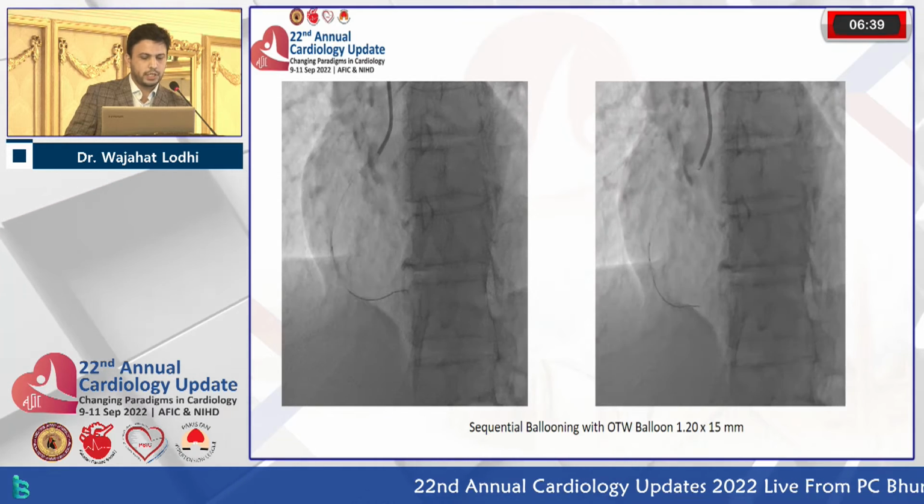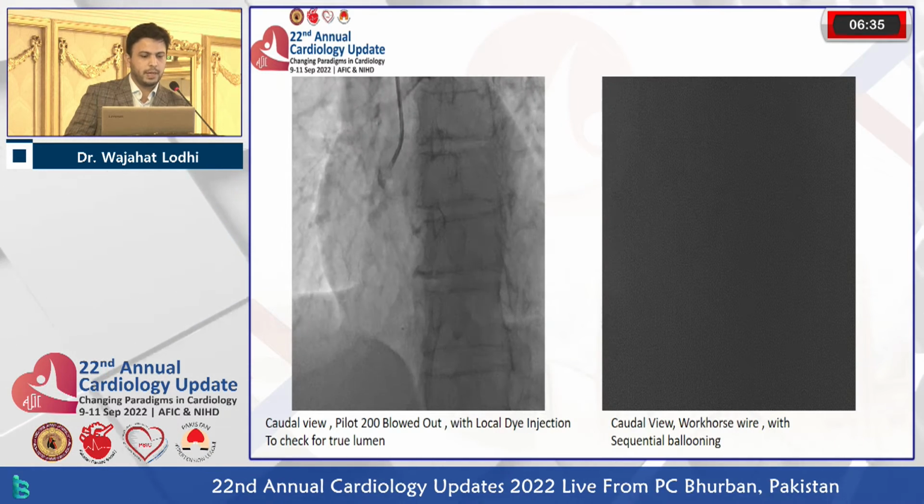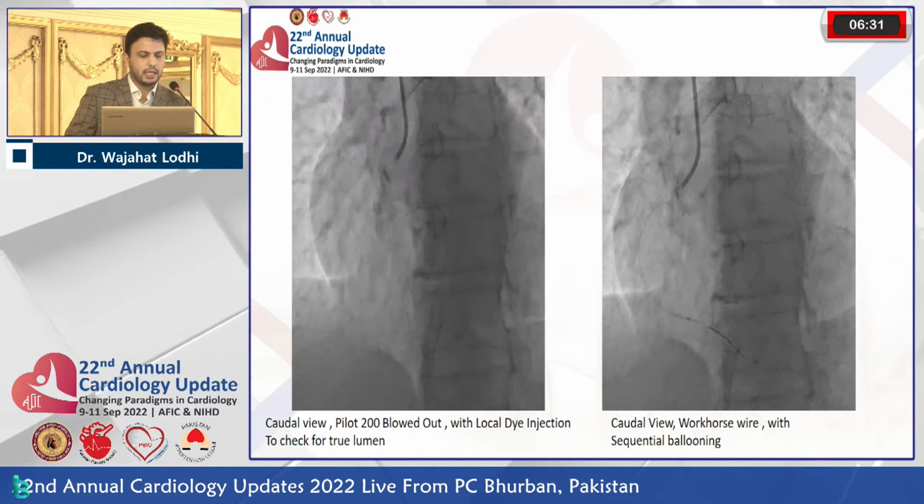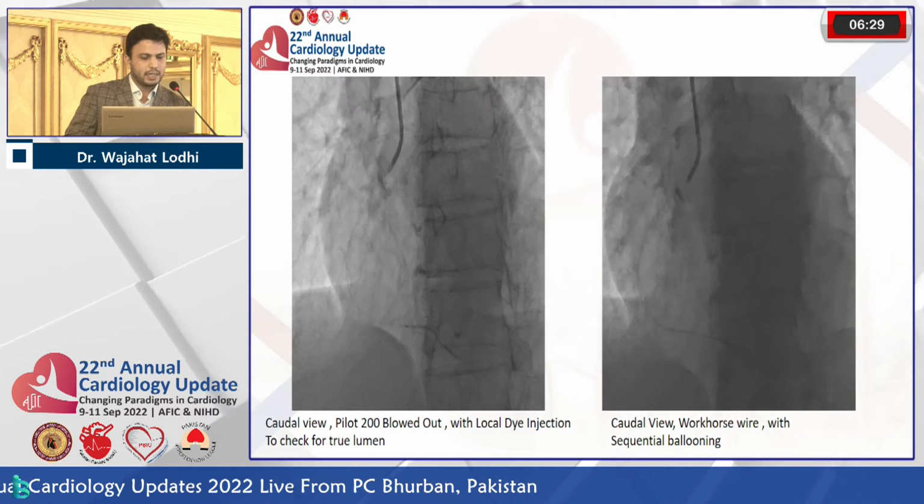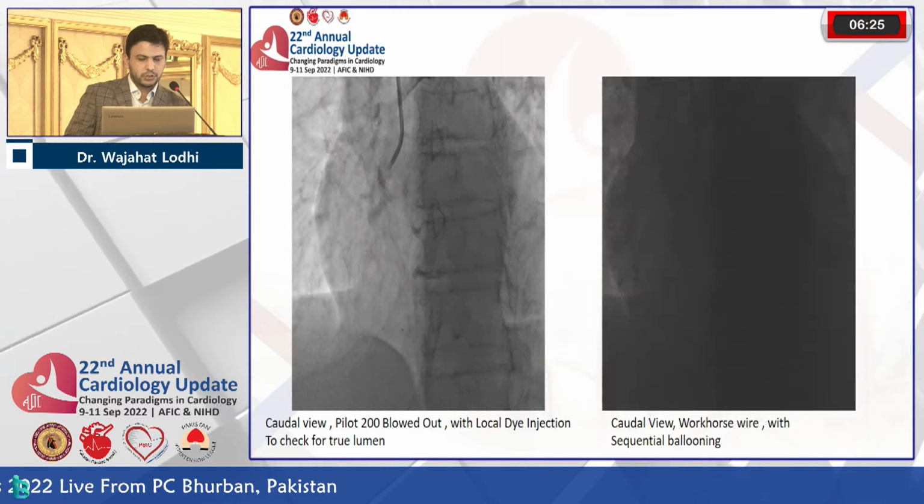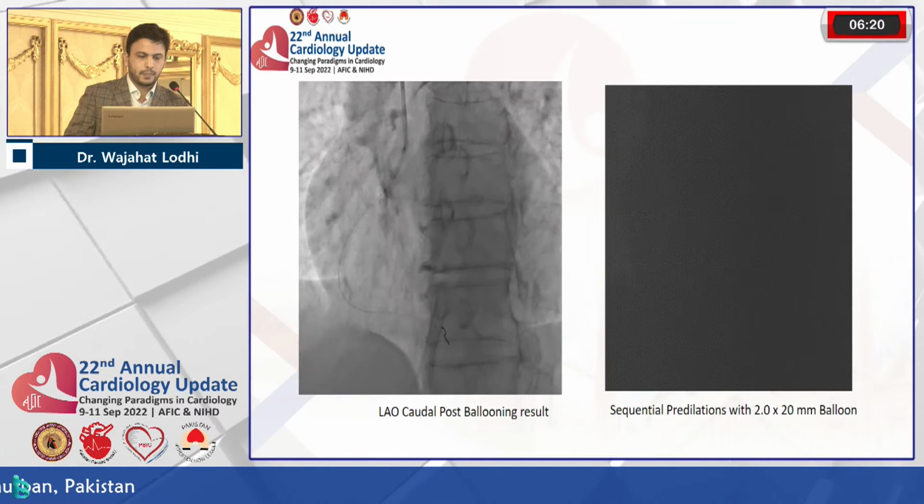Again, we proceeded with sequential ballooning of the segment, trying to open the vessel bit by bit. Then the Pilot 200 was taken out using the blowout technique, and we gave a local dye injection to see if we were actually in the true lumen or not. We would then exchange to a workhorse wire. The workhorse in this case was a Runthrough wire.